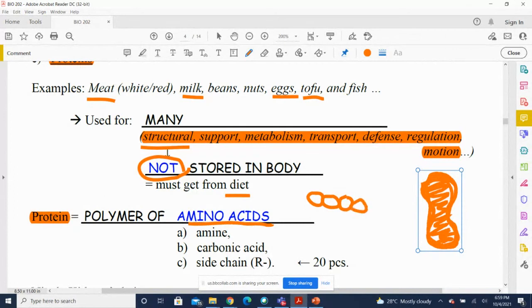Again, remember that we can study protein on many levels. The primary level, the structure level, would be just a chain of amino acids. But as we move to other levels of investigation of proteins, we end up seeing that these proteins actually take a three-dimensional shape.